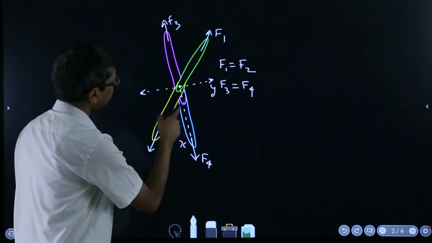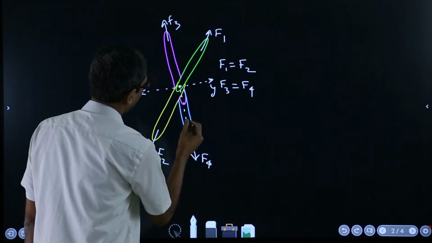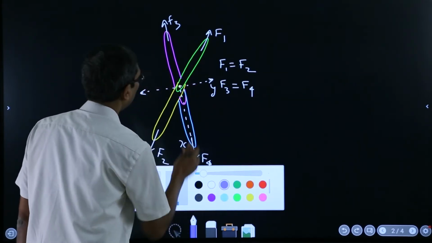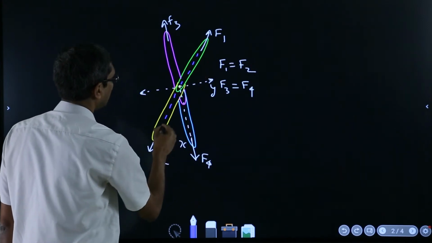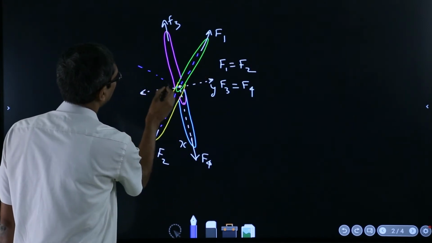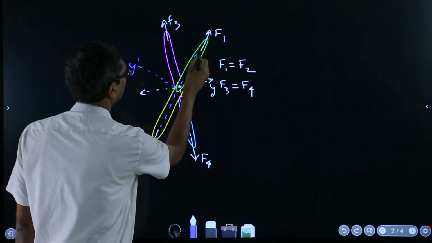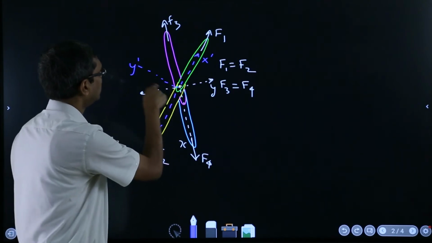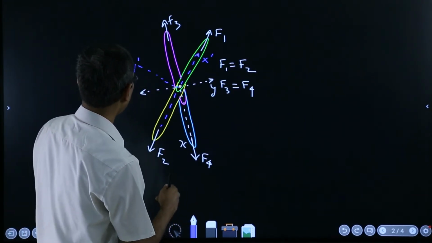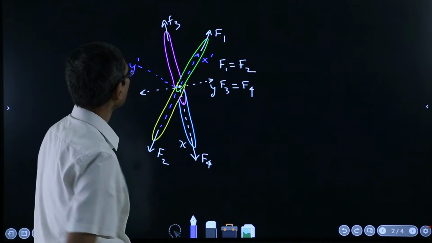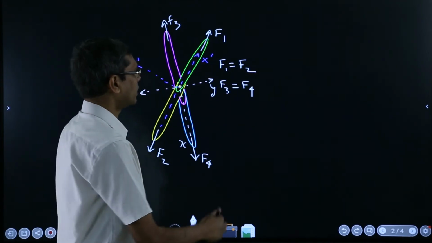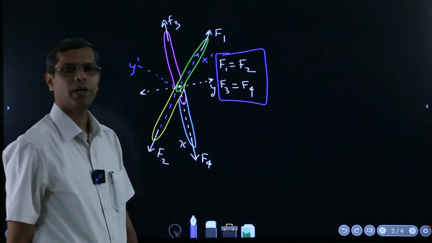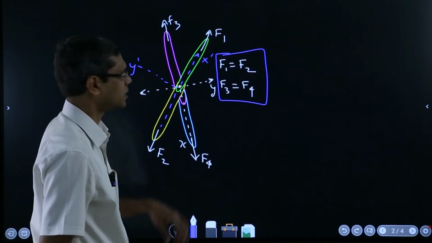Similarly, if you take a coordinate system, say x dash y dash, with x dash in this direction and y dash in this, and resolve the force components, you will show that F3 must be equal to F4. So these are the conditions which must prevail under such conditions.